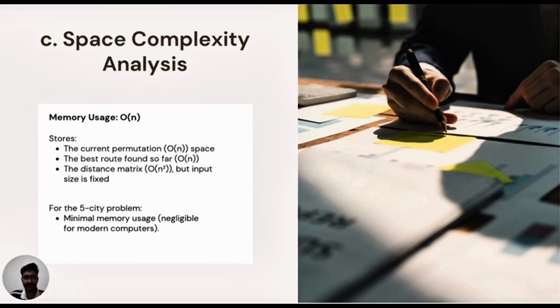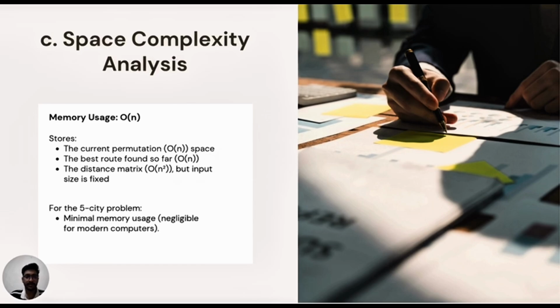Next is the space complexity analysis. Memory usage is O(n). It stores the current permutation, which is O(n) space, the best route found so far, O(n), and the distance matrix, O(n squared), but the input size is fixed.